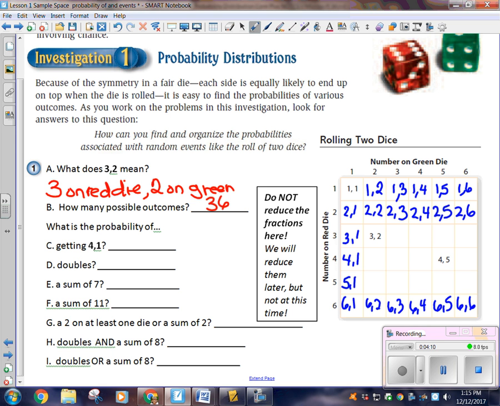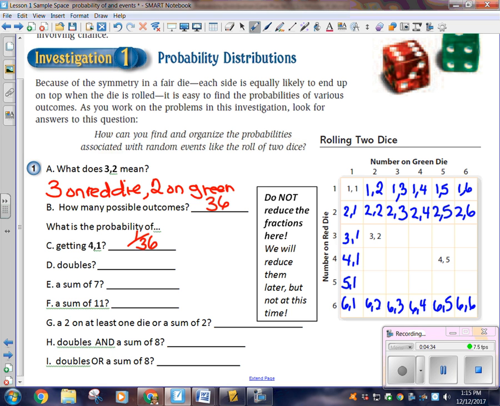A 4, 1. What is the probability? How many chances do we have? Only 1, right? There's only one time. It didn't say a 1 and a 4. It says specifically 4 first and 1 second. So there would only be one time that would happen, and that would be right here. So my chances are going to be 1 chance out of 36.